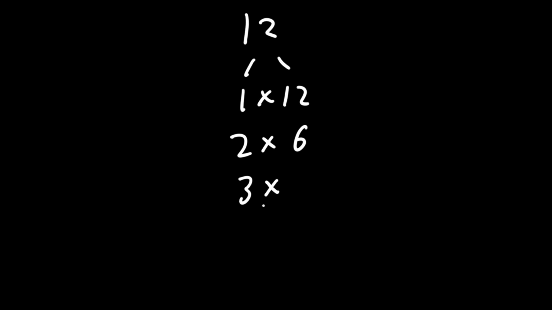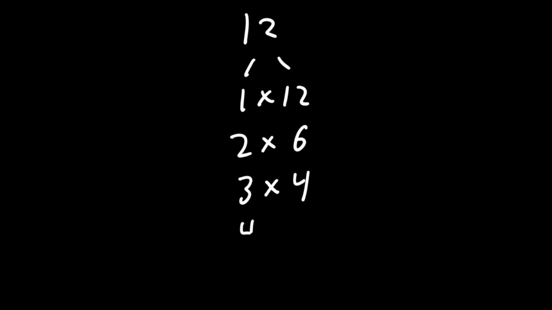Let's find the factor pairs of 12. Let's start with 1. 1 times 12 is 12, so that's our first pair. Now 2 times what equals 12? 2 times 6 equals 12, so this is our second pair. What about 3? 3 times what equals 12? 3 times 4 equals 12, so this is our third pair.